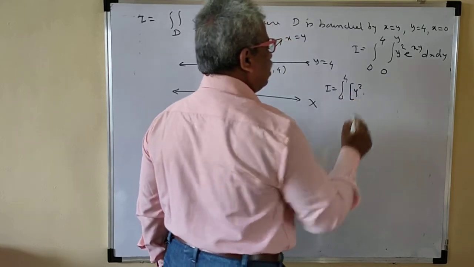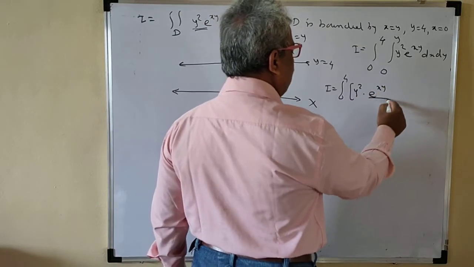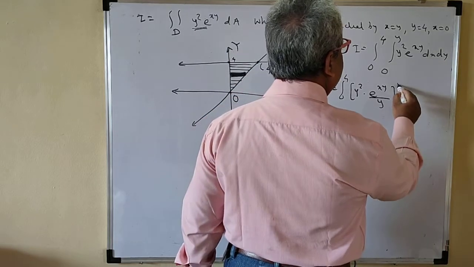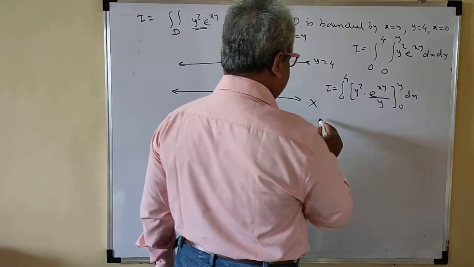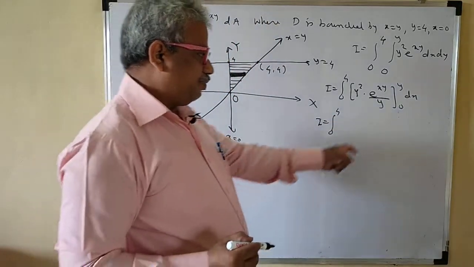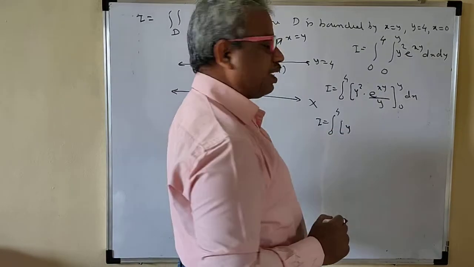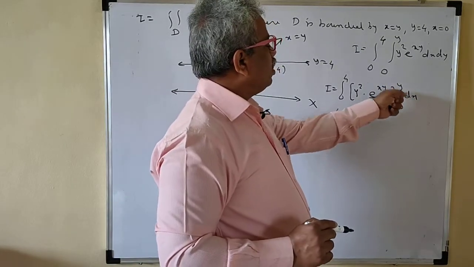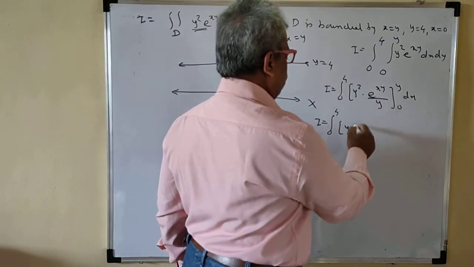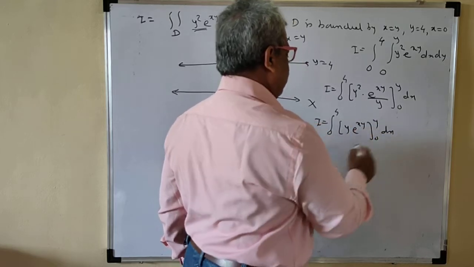So y square is constant. It will be as it is. Integration of e raised to xy is e raised to xy upon the coefficient of x, which is y. So upon y, this is 0 to y dx. So this is 0 to 4. So you put y, it gets cancelled. Now here y gets cancelled. So we put x equal to y and x equal to 0 now. Okay, we'll simplify this first and then we'll put the limit.